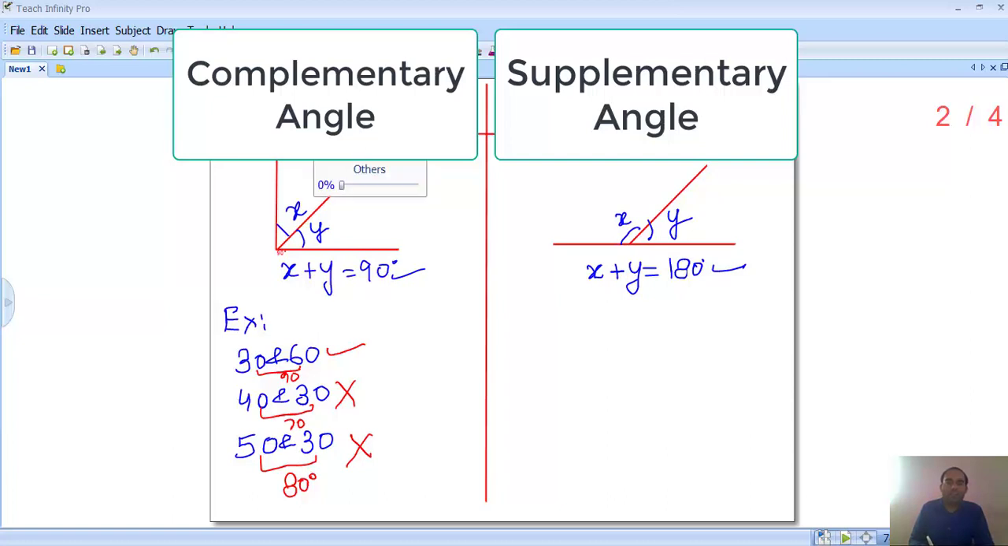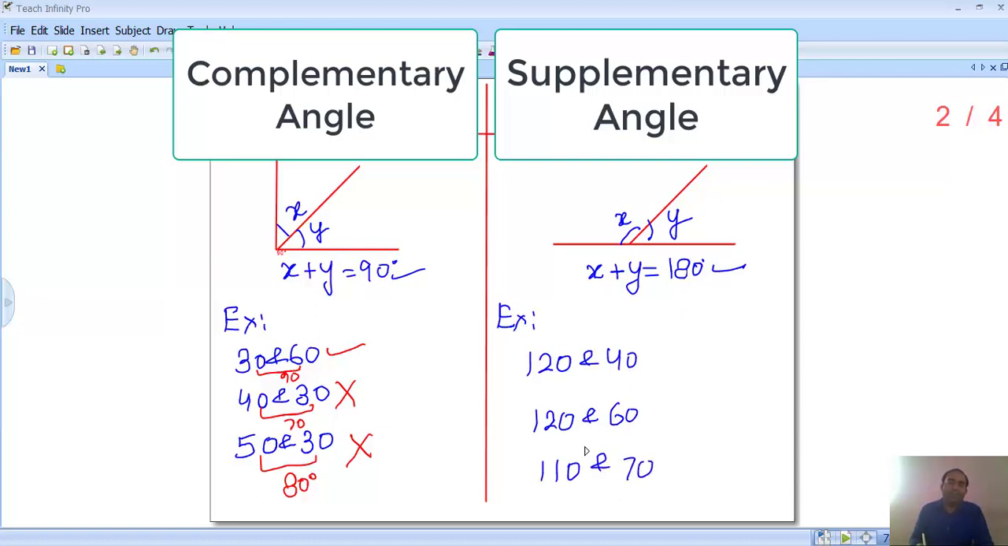Now I am going to give some examples for supplementary angles also. What do you need to check? You are going to check the sum. 120 and 40, 120 and 60, 110 and 70. Okay, now let's check.